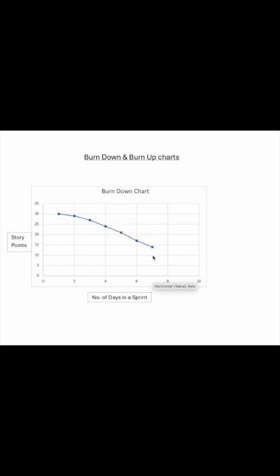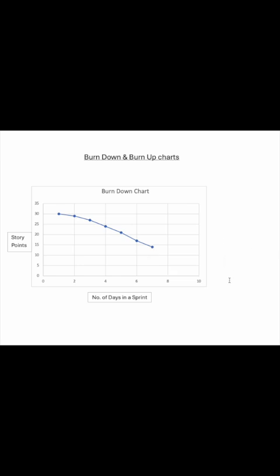So let's see on the 7th day, the last point, how much of the story points has been completed. Here it is saying that 14 story points are still remaining and we are on the 7th day. So that's the current status. That means 16 story points have been completed in 7 days, and in the next 3 days 14 story points have to be completed. So that's the sprint status.